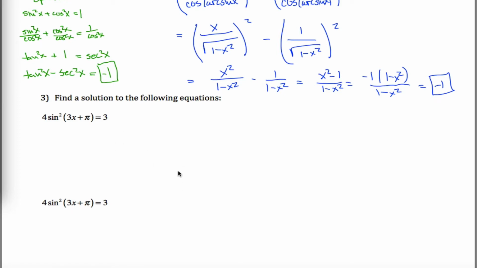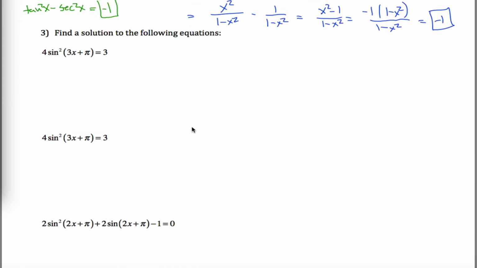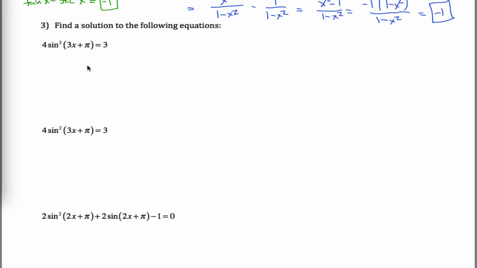Solve these equations. Okay, so I put these at the end in case there's anybody who sped through this worksheet too quickly. Basic idea here is I want to solve for x. So okay, isolate it. Let's maybe divide both sides by 4. And I get sine squared of 3x plus pi is equal to 3/4.